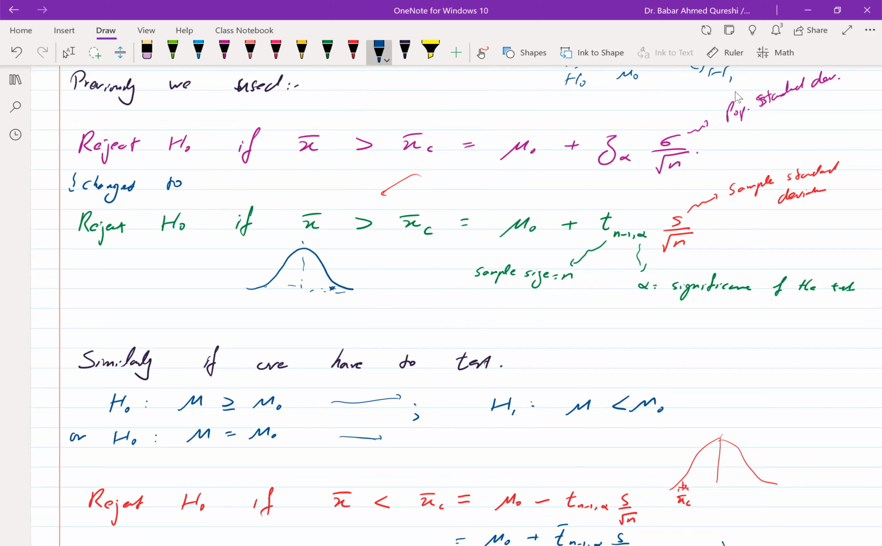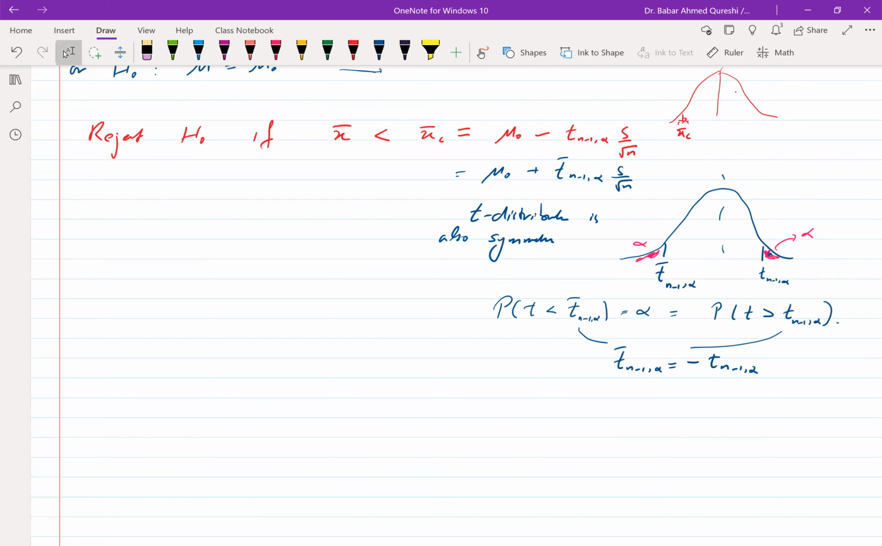If the probability of the T variable being greater than this critical value is equal to alpha, then this is the critical value you have to pick. So it's exactly the same as what we did in the last two lectures, just replacing Z by T, and sigma, the population standard deviation, with the sample standard deviation.